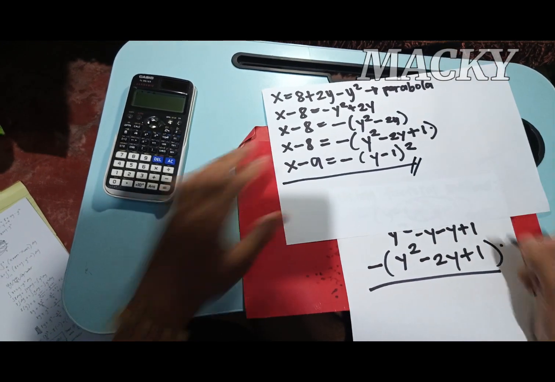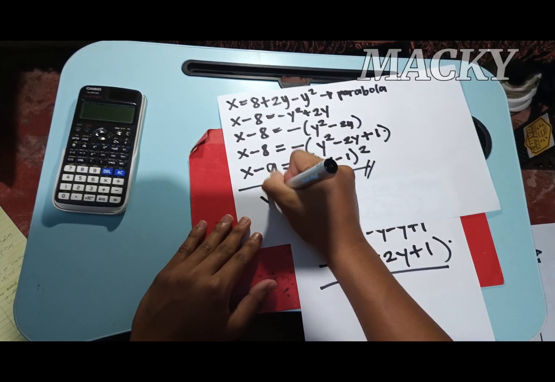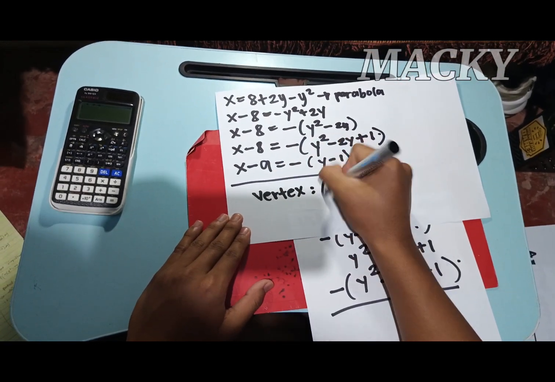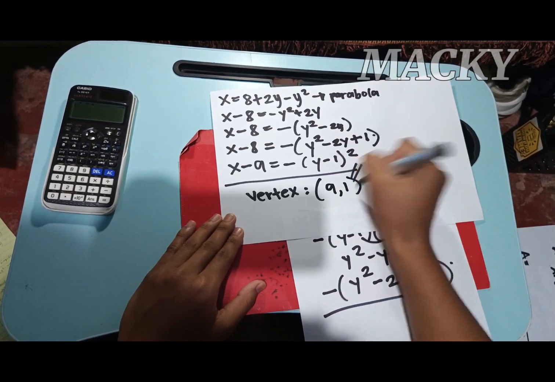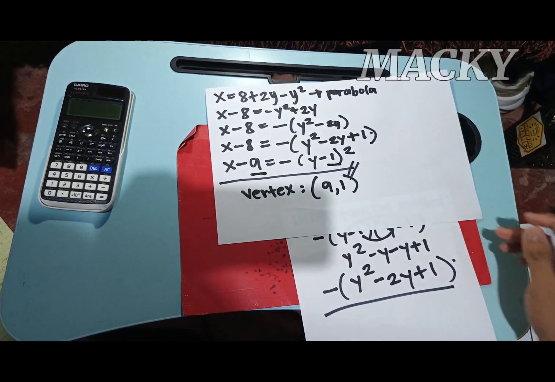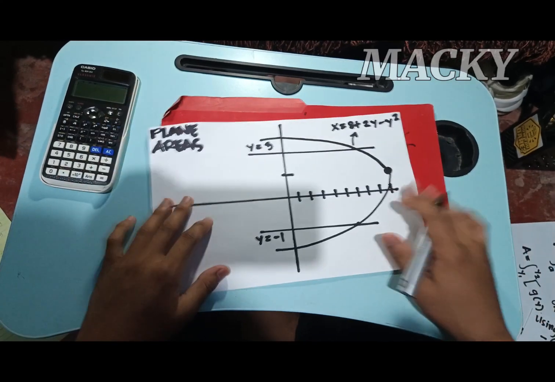We can now determine the vertex. So the vertex is (9, 1). 9 is x here and 1 is y here. Now, let us proceed to the graph.